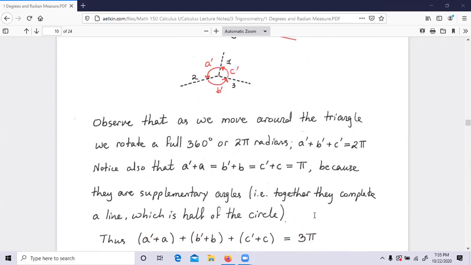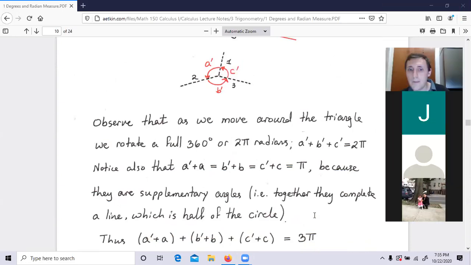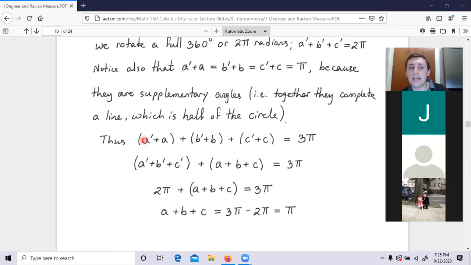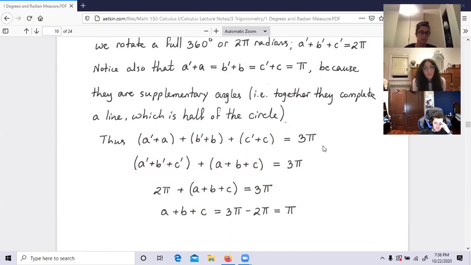Yes? And then I can isolate A prime, B prime, C prime as a separate sum, and A, B, and C as a separate sum. So what do we have here? Based on my argument that I explained, this sum is 2 pi. So 2 pi plus A plus B plus C is equal to 3 pi, which means A plus B plus C equals 3 pi minus 2 pi, or pi. Was it simple? Very simple, yes?